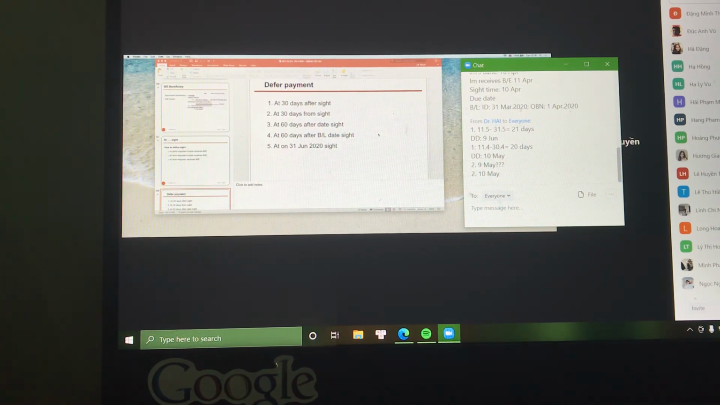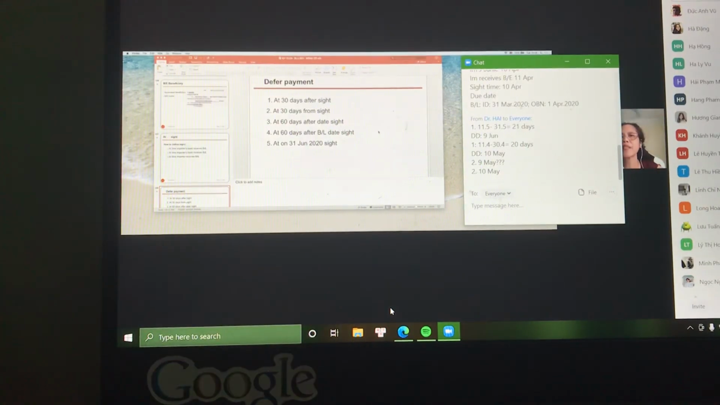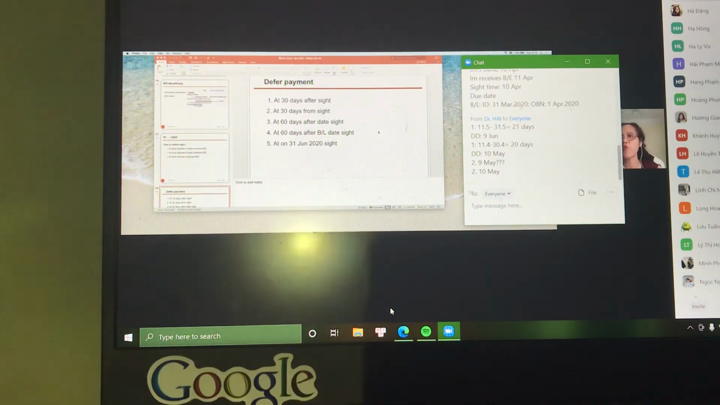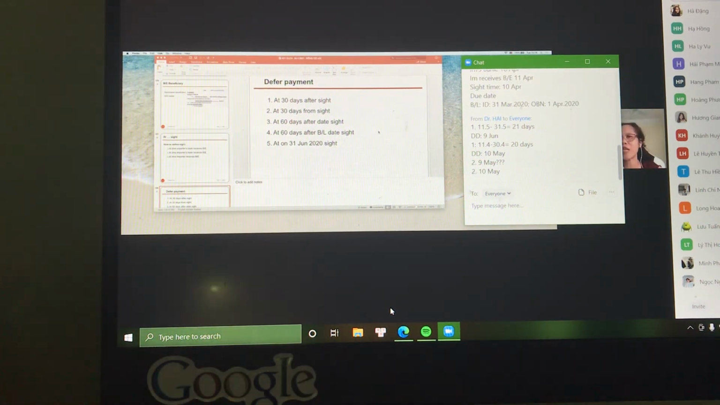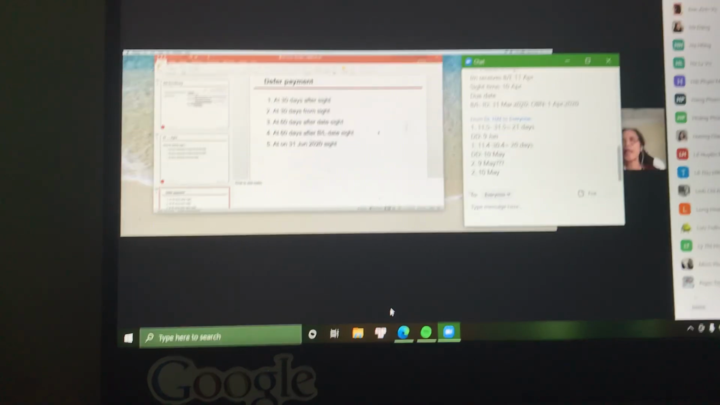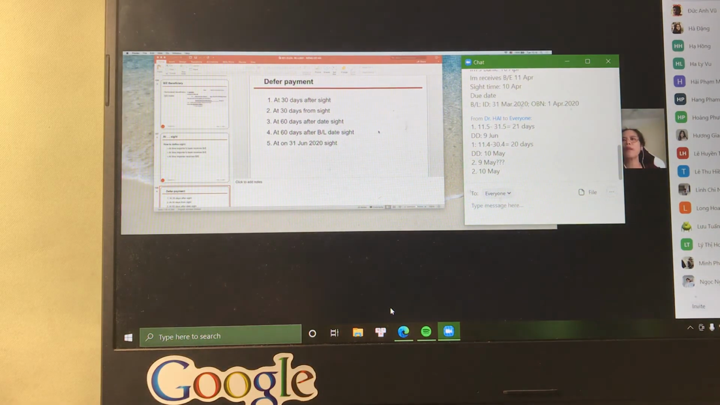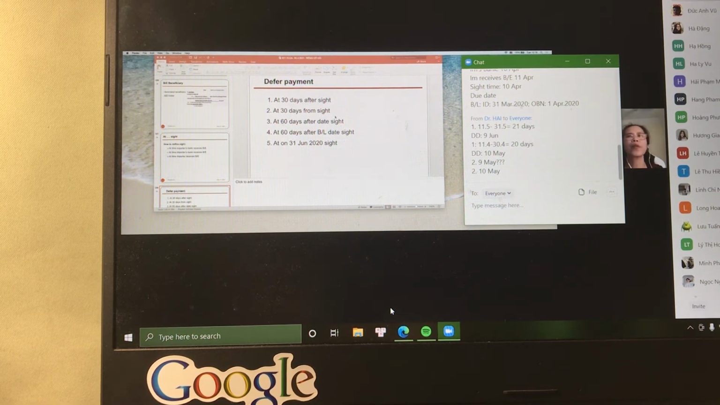So her answer is right, because remember in the previous lessons, I don't remember exactly which lesson, I said after and from have the same meaning when determining the due date on financial documents in international transactions. Do you remember? Because of that, we have the same result. So for the first case and second case, the due date falls on 10th of May. Okay, good. Okay, go on.